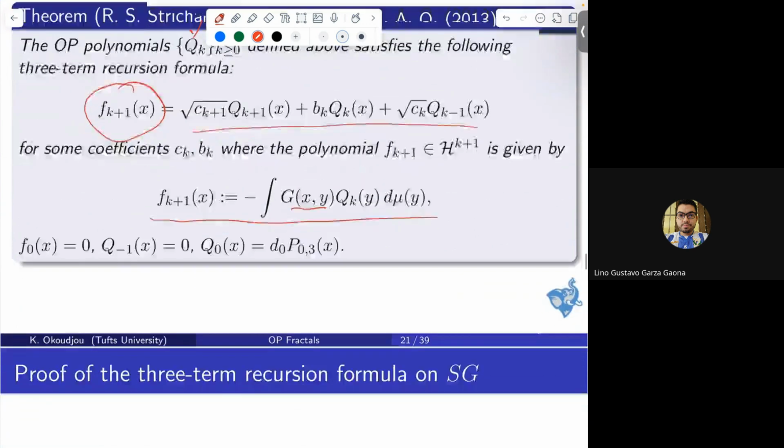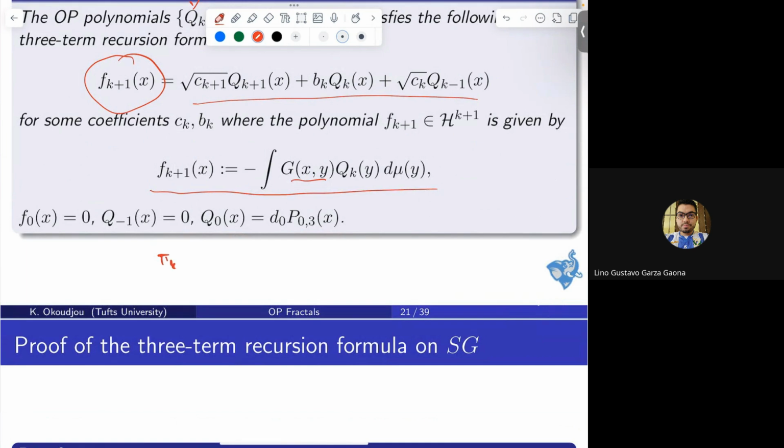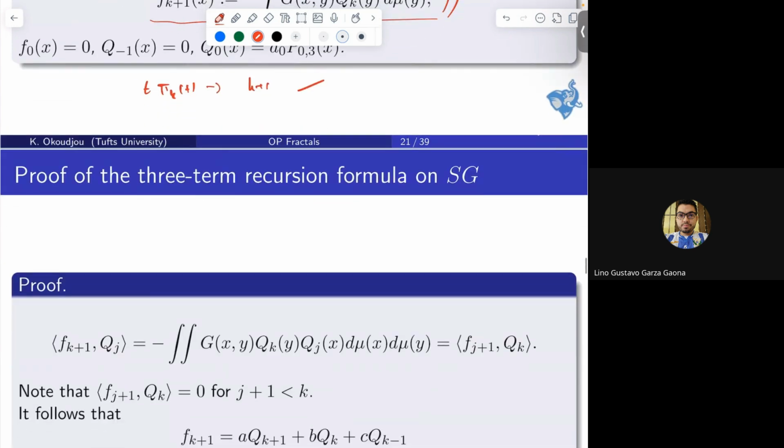Why is this natural? In the classical case, when you have your pi k of t, you multiply by t, which gives you a polynomial of degree k plus 1, and its expression gives you the three-term recursion formula. I mentioned earlier that we don't have a multiplication operator on the Sierpinski gasket, so we need to do something different. What replaces the multiplication operator is the Green operator, which allows us to increase the degree of the polynomial. If you look at that analogy, this formula is not far-fetched, and in fact the proof is not that difficult. All you have to do is look at the inner product of this new function, fk plus 1, and your monomial function, a member of your orthogonal family.